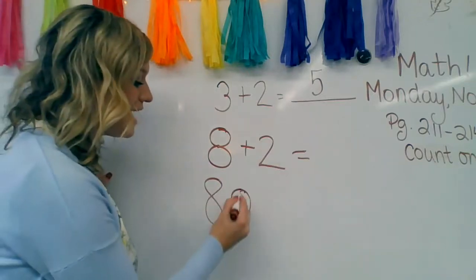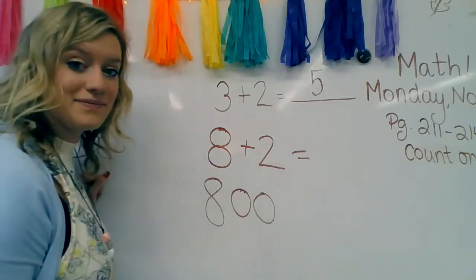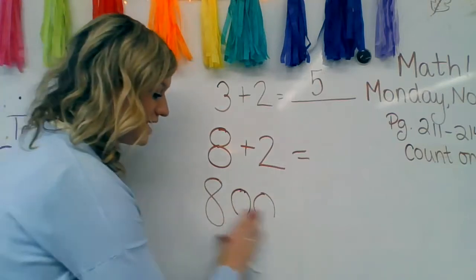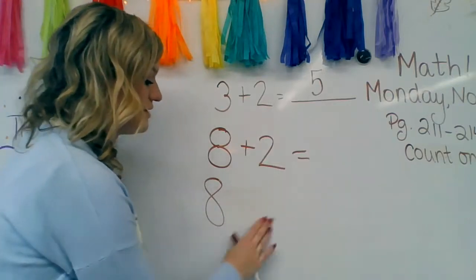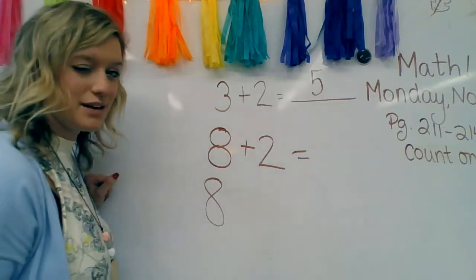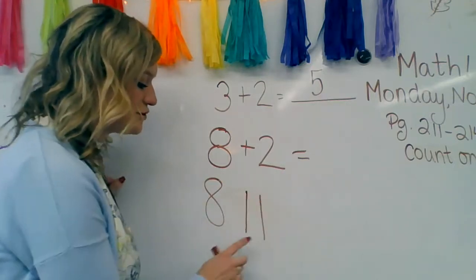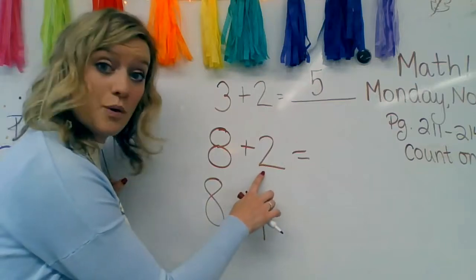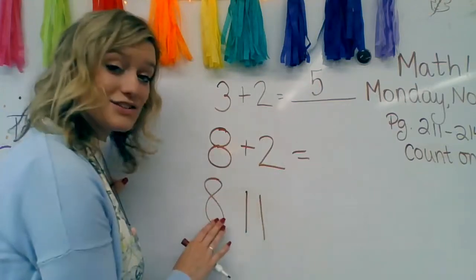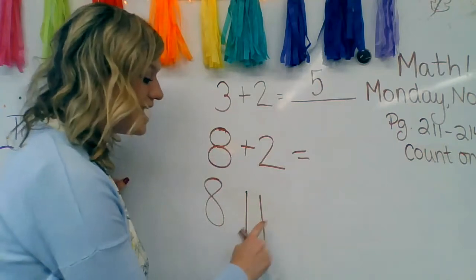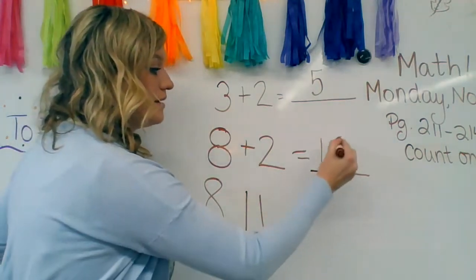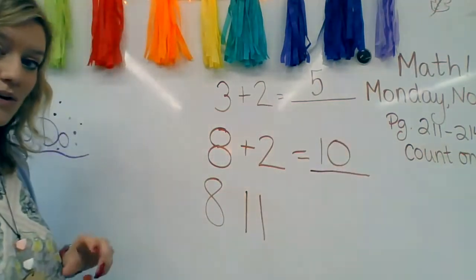8, 9, 10. The only thing that's confusing about these dots is that it looks like 800, and I don't want you to think that. So I'm going to go back and do the sticks again, okay? 8, 9, 10. I drew 2 sticks because I added 2 more numbers. So I kept the 8 and I just said 8, 9, 10, and I just counted on. So 8 plus 2 equals 10.